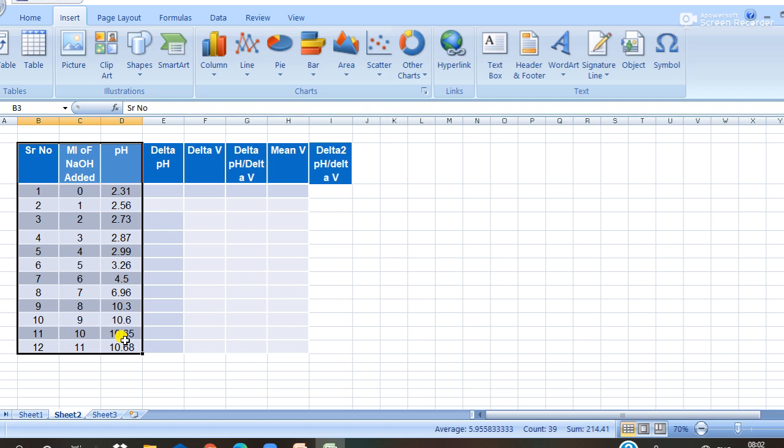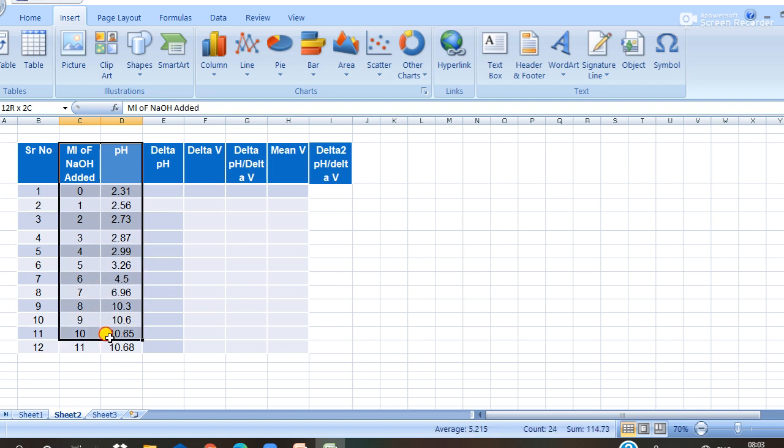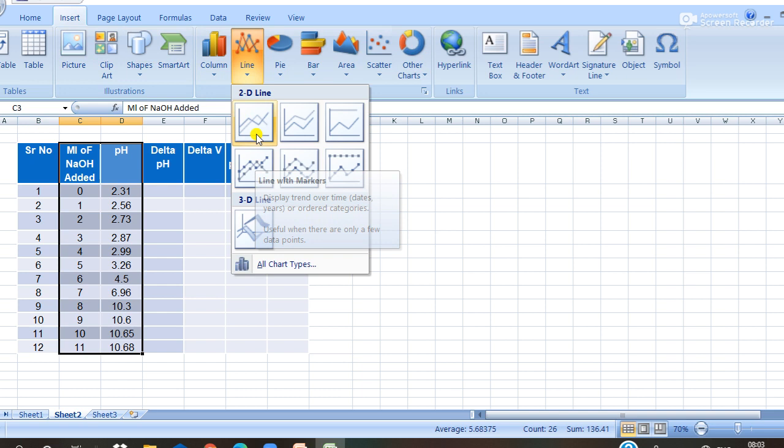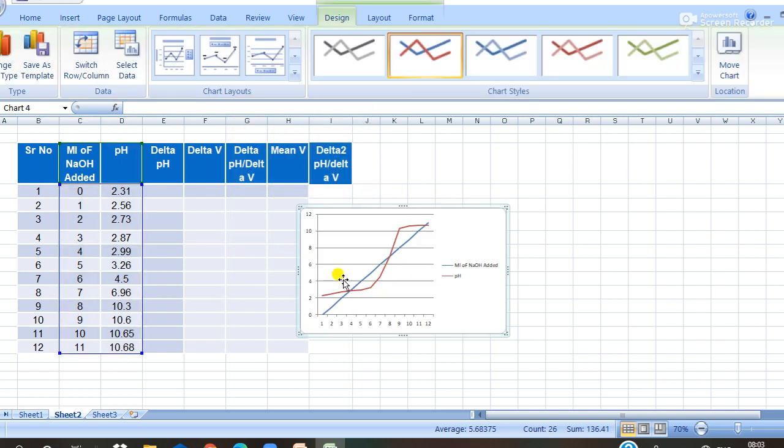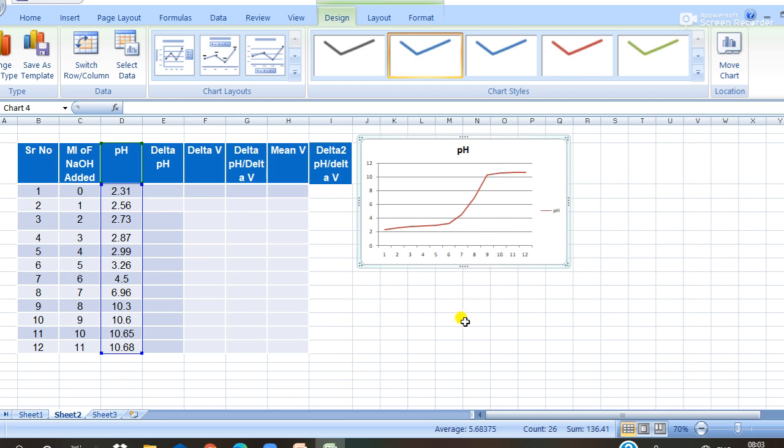We have to plot the first graph of these two columns. As you can see, just select those values and click on insert, then that curve, and you will get such a type of curve. This is your first graph, that is pH versus ml of NaOH added. Then the second graph is of this one, delta pH upon delta V versus mean V.